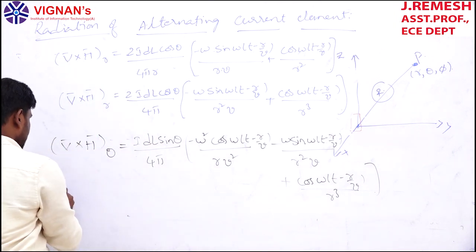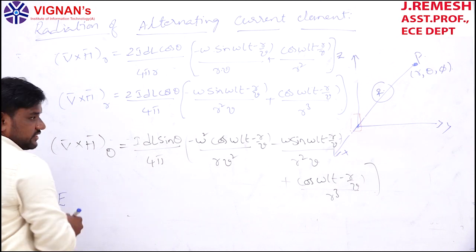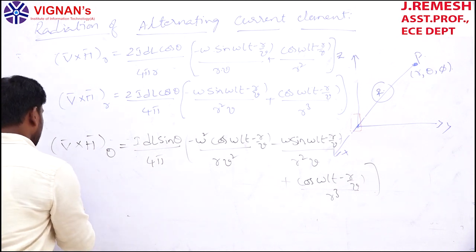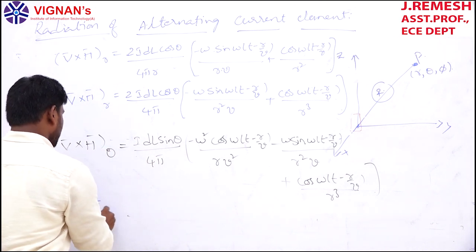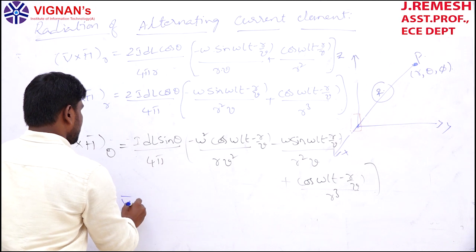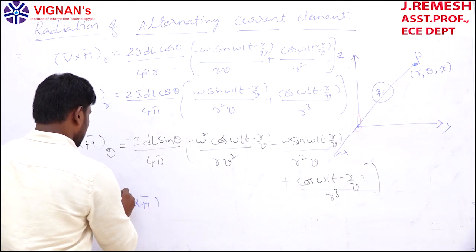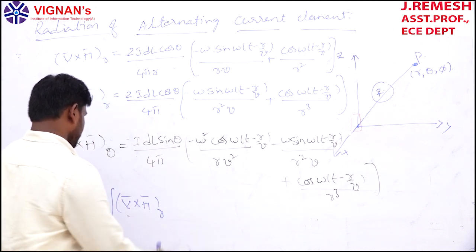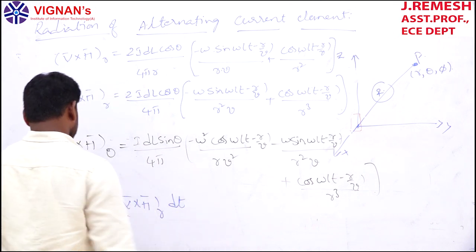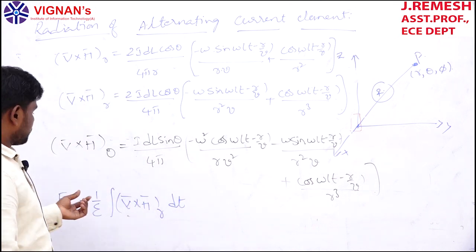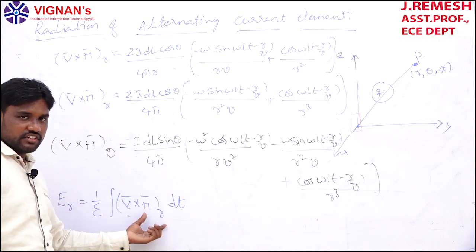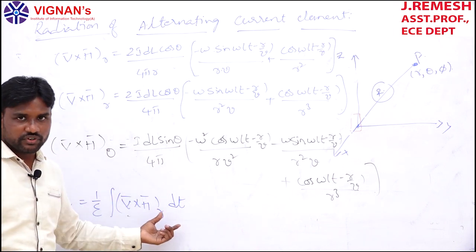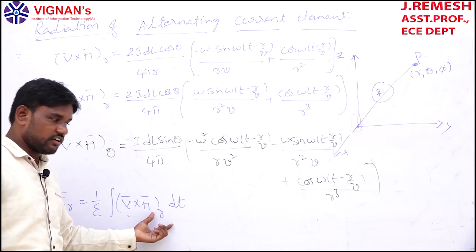So the ER component, I can write from the above expression, is given by 1 by epsilon into the integral of the R component of del cross H bar into dt. This is what I wrote earlier. So if you need the ER component, you have to take the R component in the curl of H. If you need the E theta component, you have to take the theta component in the curl of H.